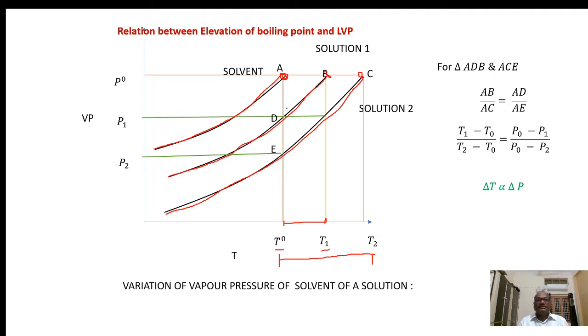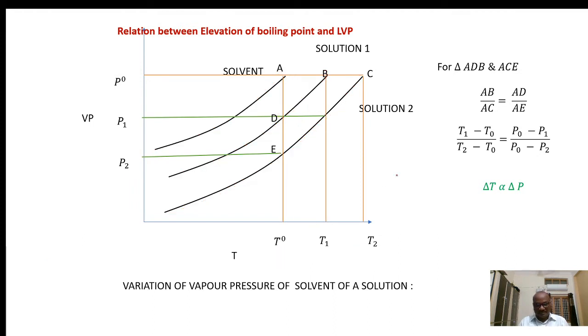Now you see at point A, you can clearly observe this is the vapor pressure of the solvent, P naught, this is the vapor pressure of solution 1, P1, and this is the vapor pressure of solution 2, represented by P2. And we can see that P naught is greater than P1, which is greater than P2. What is the relation between these boiling points? T2 is greater than T1, which is greater than T naught. That we can observe clearly with the help of this graph.